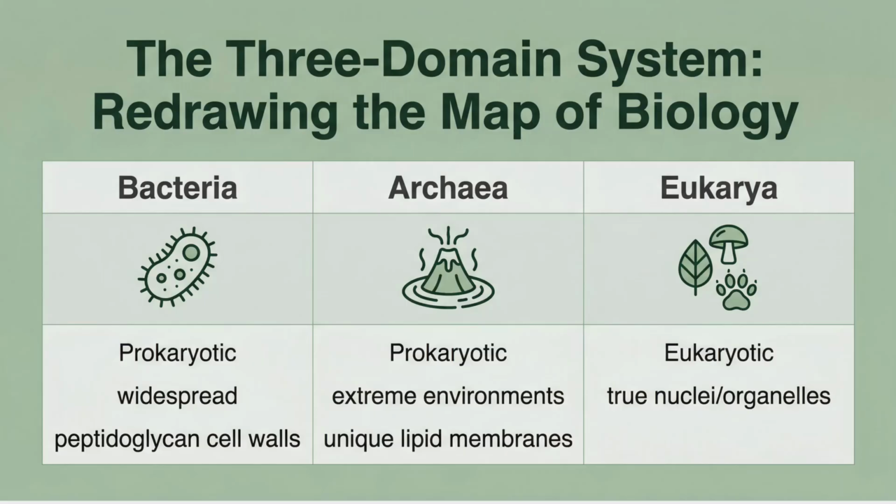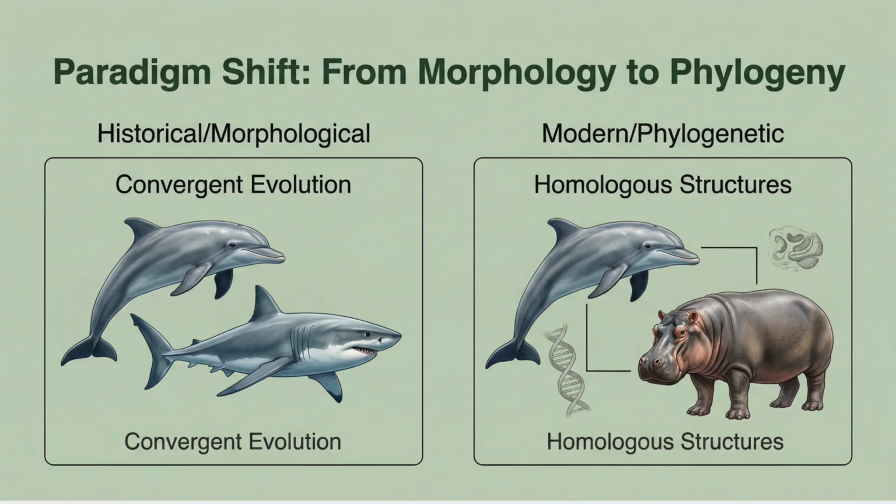This slide contrasts old morphology-based thinking with modern phylogenetics. Animals that look similar, like dolphins and sharks, may result from convergent evolution, while genetic and structural homologies reveal true relationships, such as dolphins being more closely related to hippos than to fish, illustrating why DNA and developmental traits matter more than surface appearance for mapping ancestry.